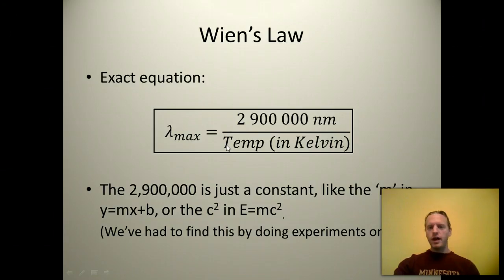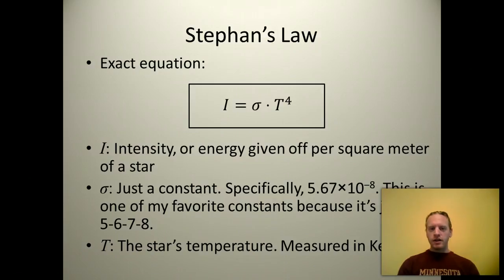in Kelvin. Just to make it clear, this 2,900,000 figure is simply a constant, the same way that if you have a linear equation, y equals mx plus b, that m is a constant. It doesn't have much importance other than you need it there. So, that's Wien's law. Now, Stefan's law has this Greek symbol in here called a sigma. What this says is that the intensity of light, or the energy the star is giving off, is equal to this constant, and we don't need to worry about the number, times the temperature of that thing to the fourth power.